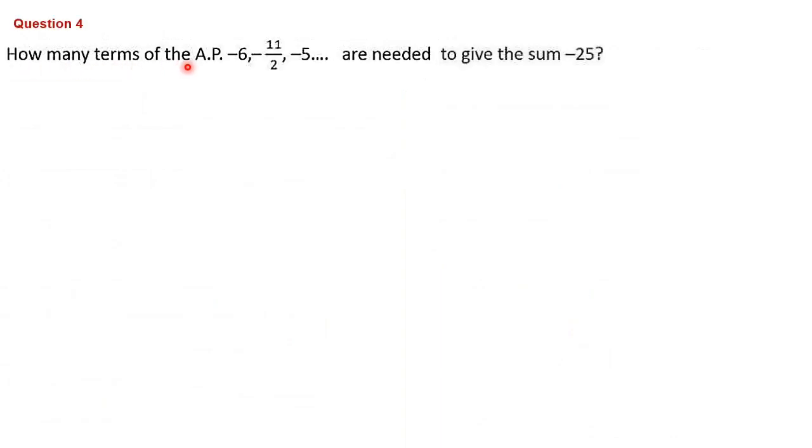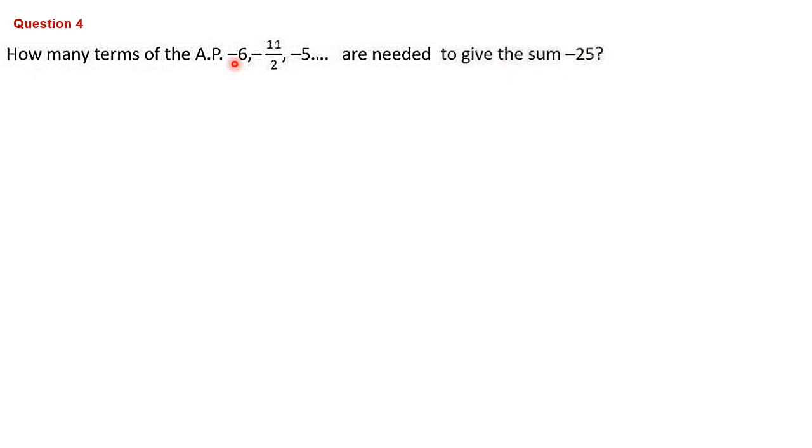Next we shall discuss question number 4. How many terms of the AP minus 6, minus 11 by 2, minus 5, etc. are needed to give the sum minus 25? So here an AP is given to us. When we add some terms, we are getting minus 25. So how many terms we need to add to get this sum minus 25? That is what the question means. n we have to calculate.